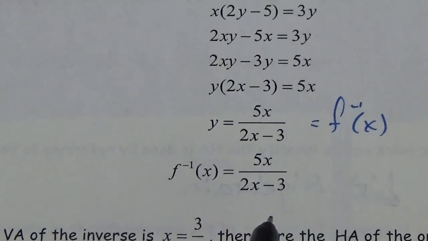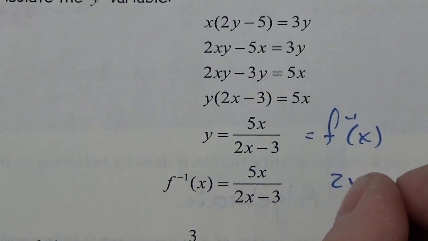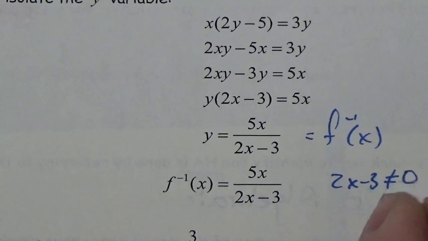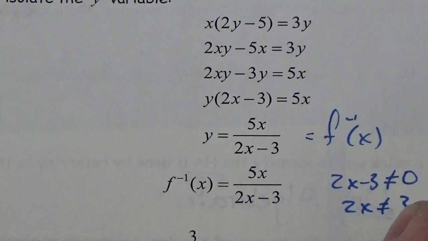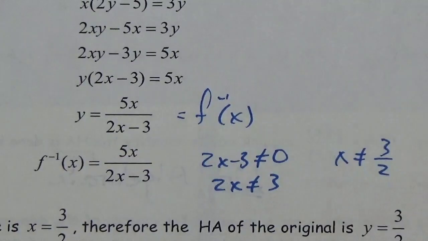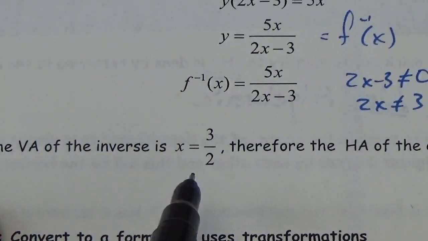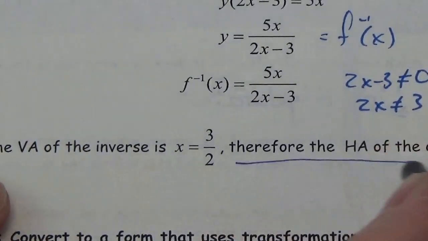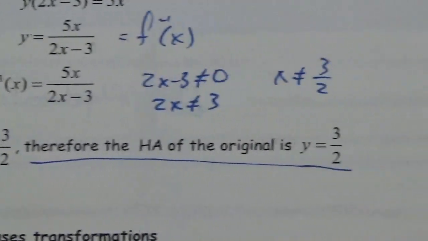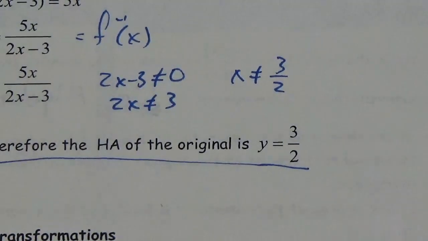So now let's take a quick look at this. What is the non-permissible value here? Well, 2x minus 3, I can't allow that to be 0, which means 2x can't be 3, which means x cannot be 3 over 2. That's my non-permissible value. So that's my vertical asymptote for this function. And therefore, the horizontal asymptote of the original must be y equals 3 over 2. It's a beautiful little relationship here, and we'll accept that as your reasoning for determining what the horizontal asymptote is.